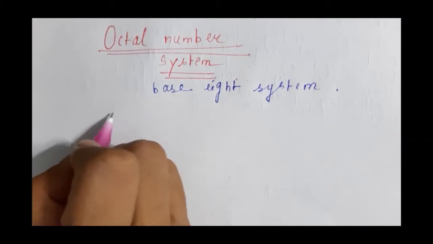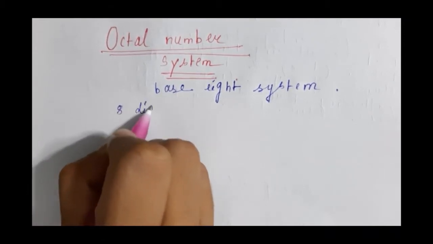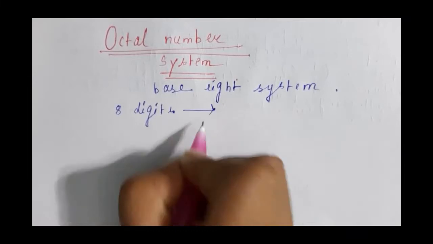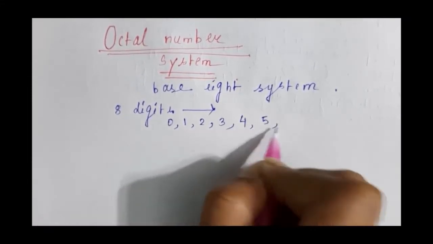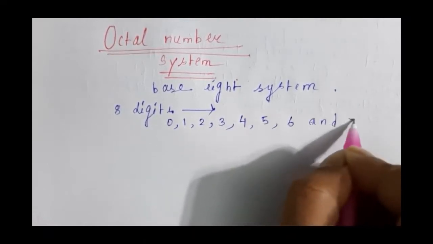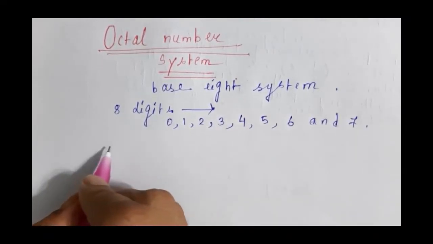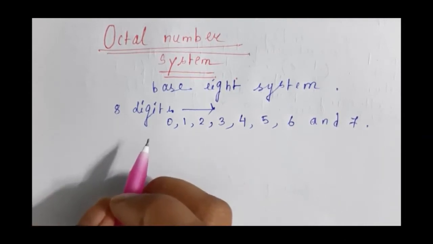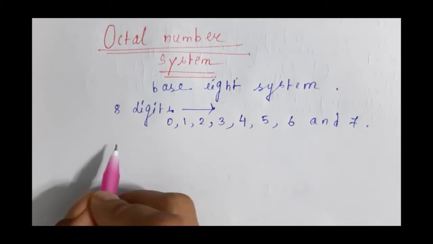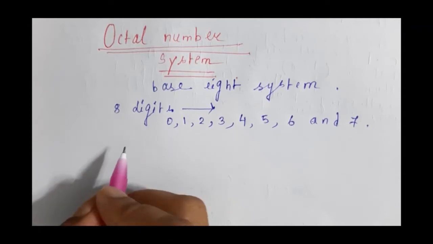The 8 digits are 0, 1, 2, 3, 4, 5, 6 and 7. So these are the digits. This conversion is similar to the conversion of decimal to binary. You can go and check out our video on that. I will give the link in the description box for decimal to binary conversion.